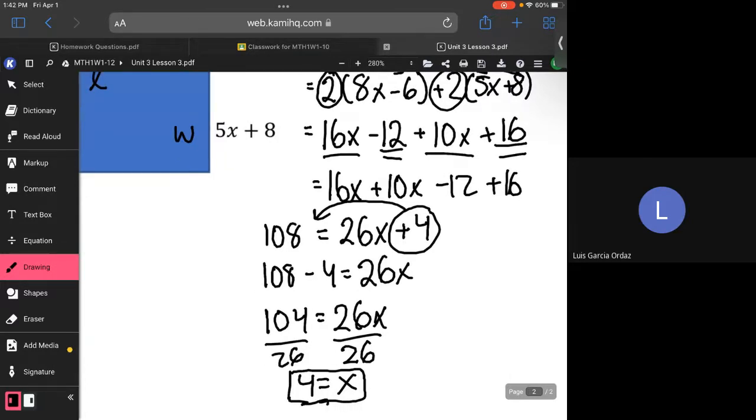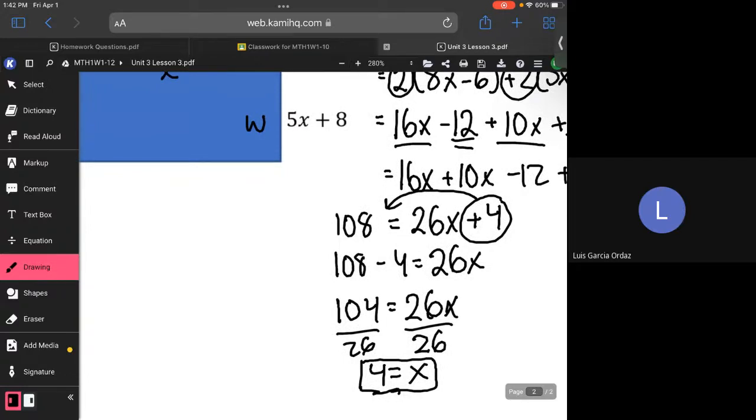Now, I'm not done yet because the question has asked me to figure out what my dimensions are. So we said my length was 8x minus 6, and my width was 5x plus 8. So what do you guys think I'm going to do with that x is equal to 4? You're going to plug it in. Plug it in for what variable? x. So I'm going to plug in 4 for x in my length and my width.